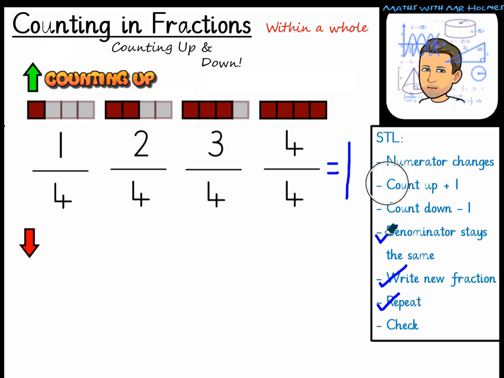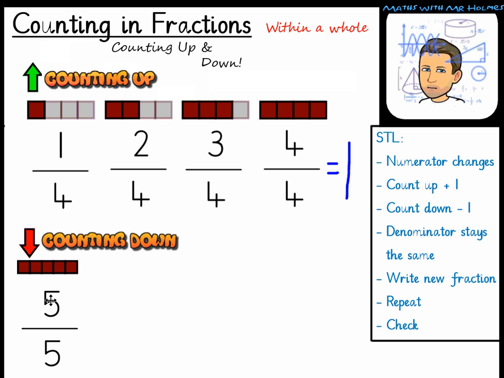Okay, let's try counting down. Let's have a look at our first fraction. That's 5/5, or 5 out of 5 equal pieces. How else could we say this? That's right. One whole. We have the whole chocolate bar.